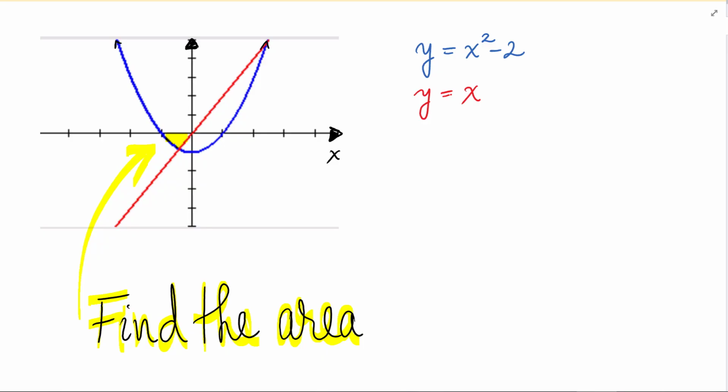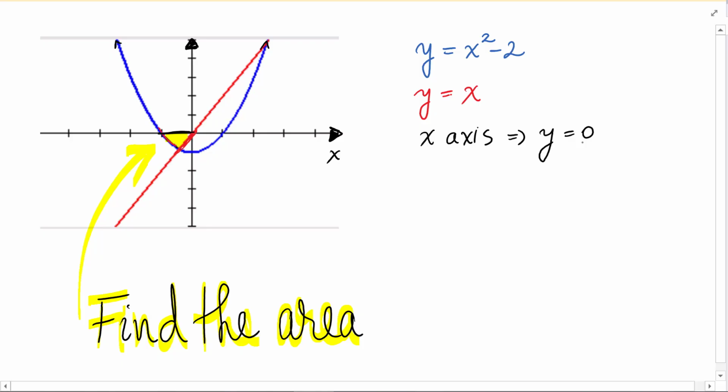Hello students, in this video we are going to find the area between two functions, the graphs of two functions, and the x-axis. And we have here the red graph. It's given by the function y equals x. The blue one is given by x squared minus 2. And we have the x-axis, which, let's remember, means that the function is y equals 0.